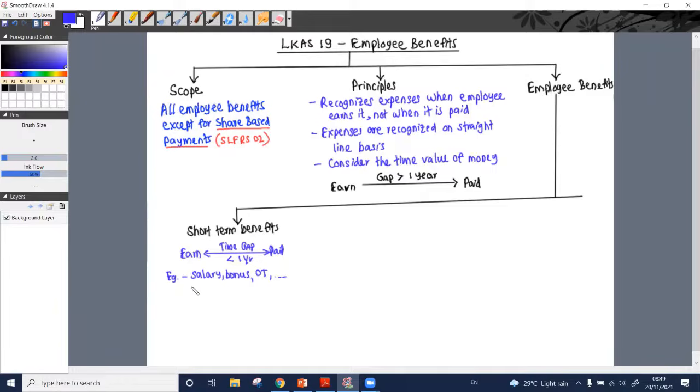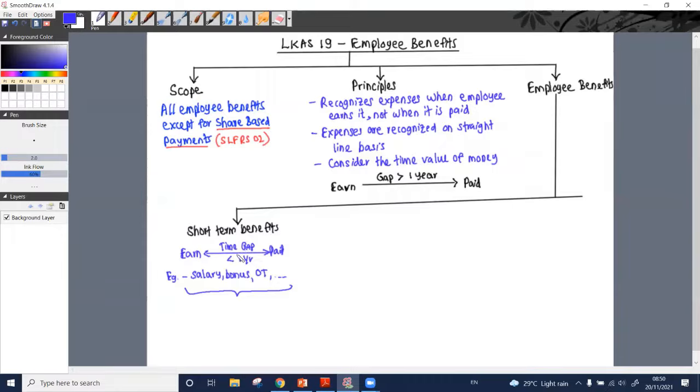When it comes to short-term benefits, as a principle we have discussed, we consider the time value of money only when there is a more than 1 year gap between the earn date and the date of payment.